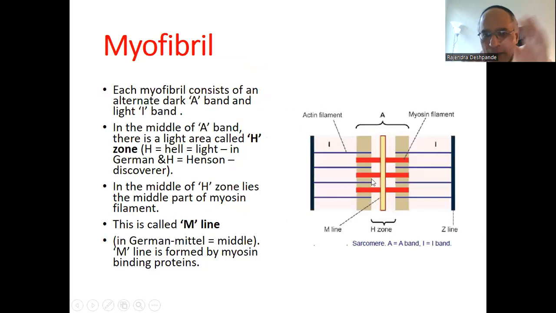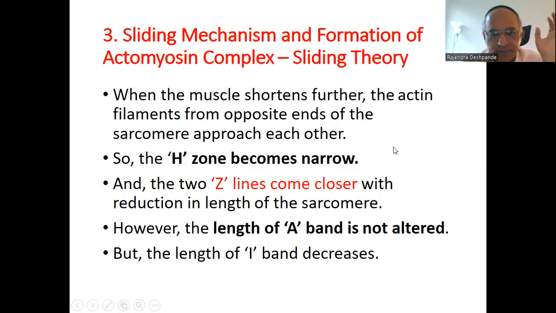Can you see again? I will go back. Z lines. Concentrate. These Z lines come together. Z lines come together. Okay. Then, however, the length of the A band is not altered. That is very important. That is the question for MCQ. However, the length of the I band also decreases.